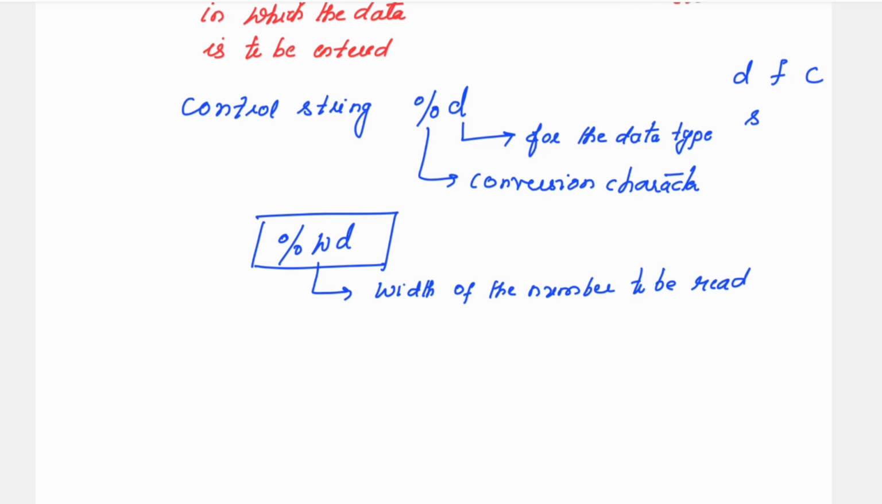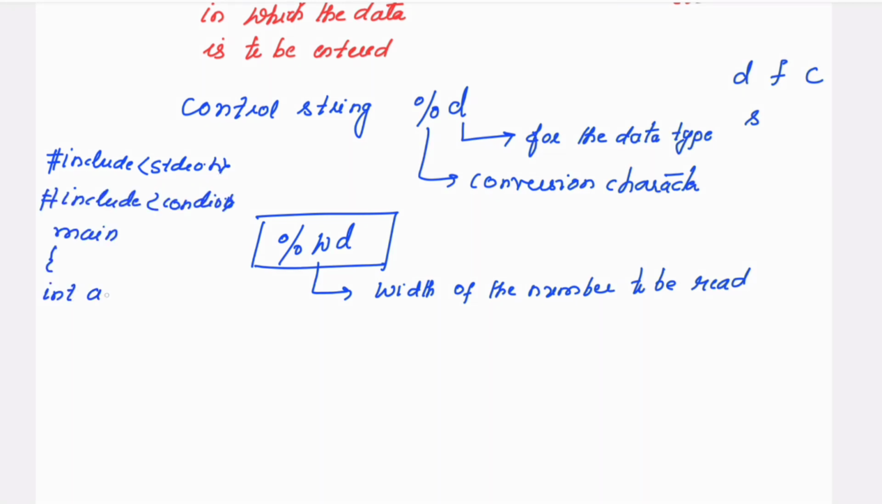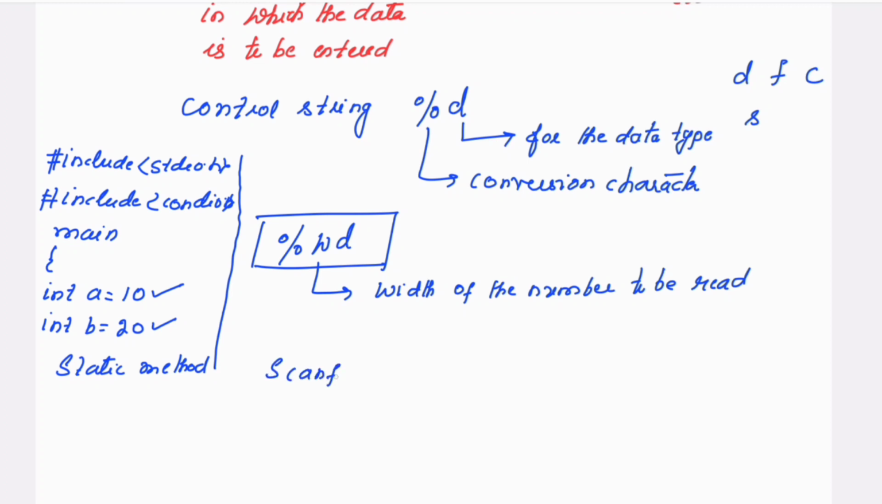In the first method, we have seen that values can be assigned to the variables in the program statement itself. I think I have explained a simple example wherein you give the values directly in the program: int a equal to 10, int b equal to 20, and so on. Here you are assigning the values to the variables directly in the program itself. This method is called the static method. That means you are giving the input during compile time only. But if you have to give the input during runtime, then you have to make use of the scanf function.